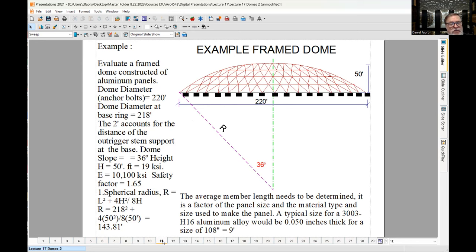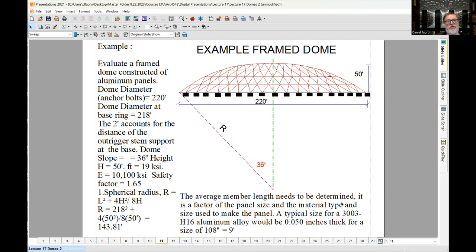Height's 50. F sub T, this is made of aluminum, so its tensile stress is 19 psi. Its modulus of elasticity, it's not as stiff as steel. It's roughly a third of it, 10,000 psi. And it does carry a safety factor, 1.65. Our spherical radius, R, that generated the shape, is L squared plus 4H squared over 8H. Breaking that down, we've got 143.81 feet for R.